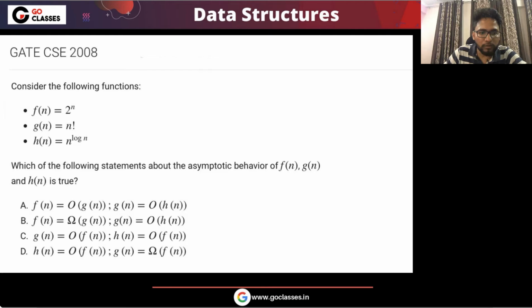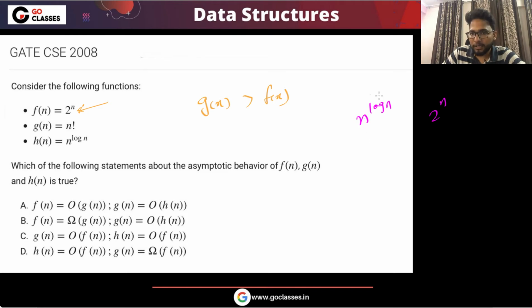Now I think we have solved this question before, but for the sake of completion, let me do it. This is 2 power n. I think 2 power n, n factorial, we know which one is greater. Gn is actually strictly greater than Fn. And what about this n power log n? Let me compare this n power log n to one of the terms, maybe 2 power n. So n power log n and 2 power n, which one is greater?